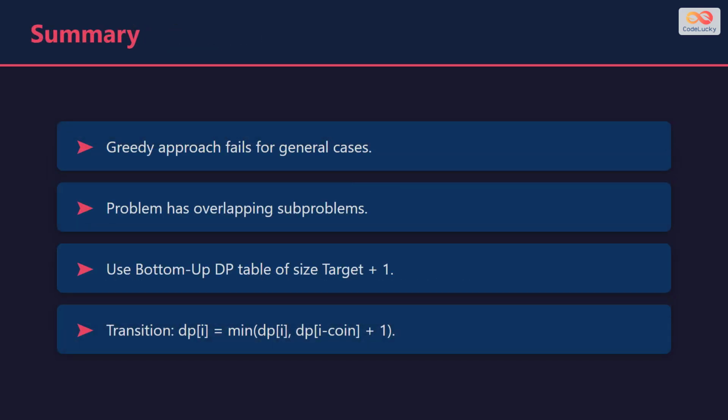To summarize, greedy approaches can fail for the coin change problem. We identified overlapping subproblems, which led us to dynamic programming. We built a table from the bottom up, using the transition formula to find the minimum coins for every amount up to our target. This guarantees an optimal solution efficiently.